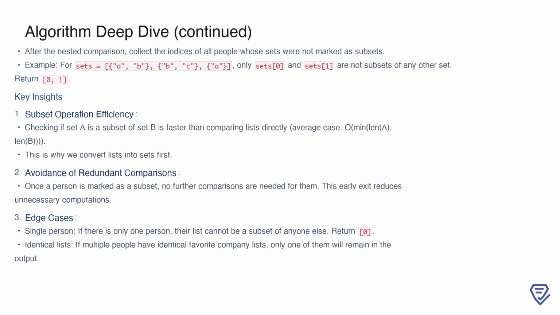Finally, we account for edge cases. If there's only one person, their list can never be a subset, so we return 0. Similarly, for people with identical lists, only one of them is included in the result.